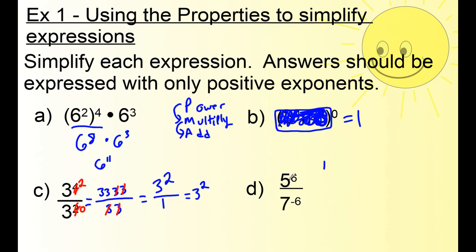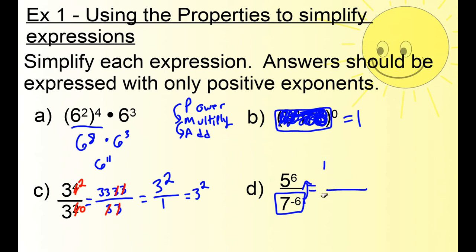Alright, so for our last problem. Now these guys have different bases. Here, the bases were the same, so you can do this subtraction thing. Here, I've got a 5 to the 6th power and a 7 to the negative 6th power. I can't subtract the exponents. But what I'm going to do is take this piece and move him to the top of my fraction. I'm going to get rid of that negative. So if I move that guy to the top, let's get rid of this one.